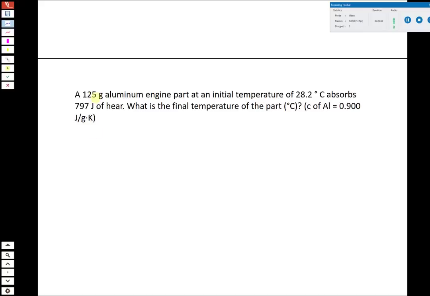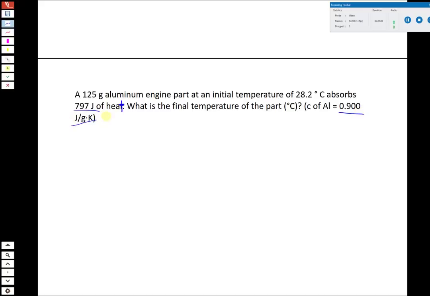So in this case we have a 125 gram aluminum engine part, initially at 2.2 Celsius, and it absorbs 797 kilojoules. That should be heat. Sorry for the typo. It absorbs that much heat. What is the final temperature in degrees Celsius? We give you the heat capacity is 0.9 joules per gram Kelvin.